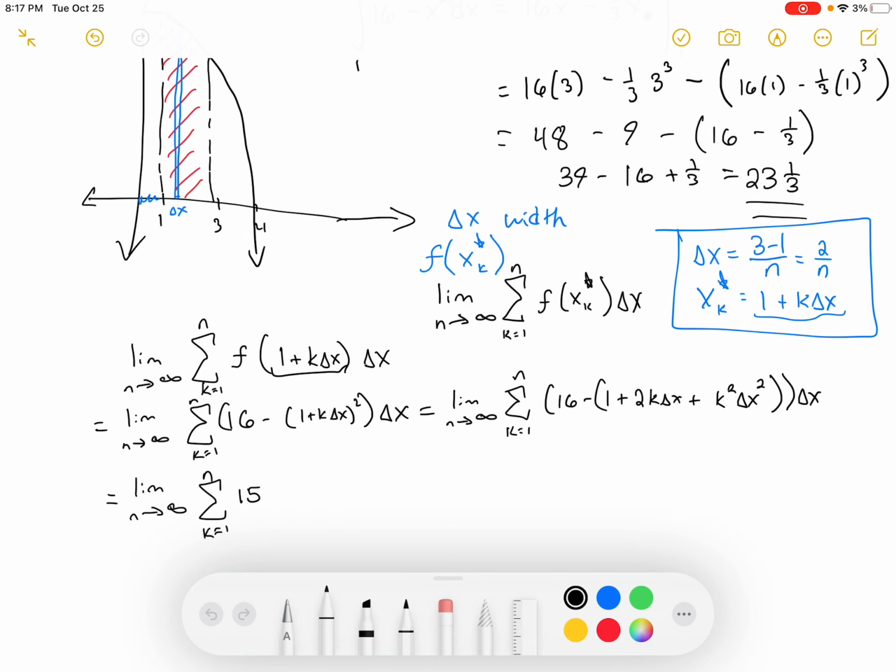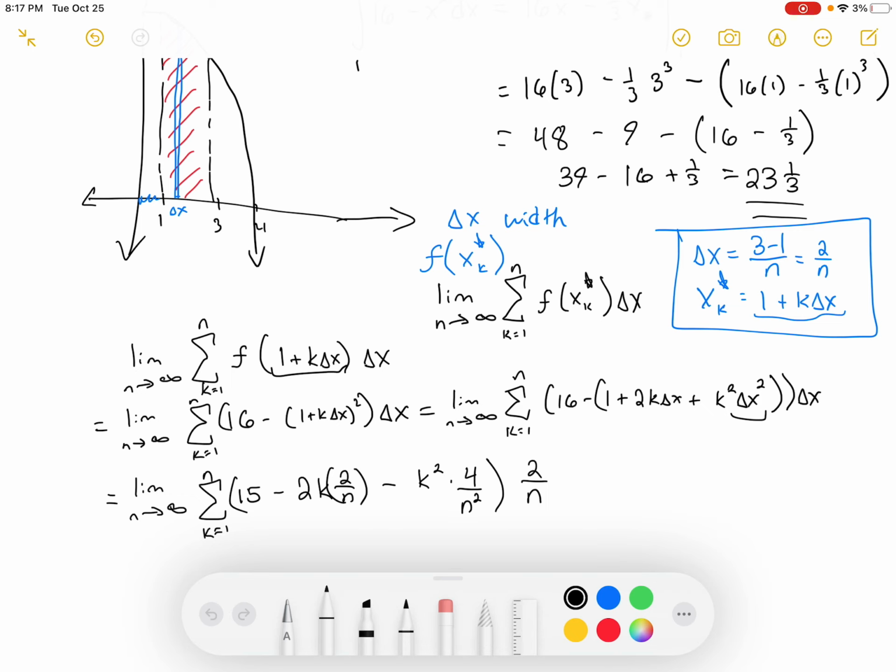Maybe we'll do one. Well, 15 minus 2k times 2 over n, minus k squared times 4 over n squared. Remember, we have this delta x squared over here. Again, all times 2 over n.